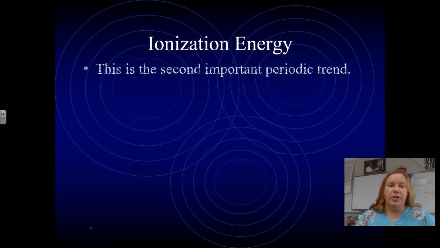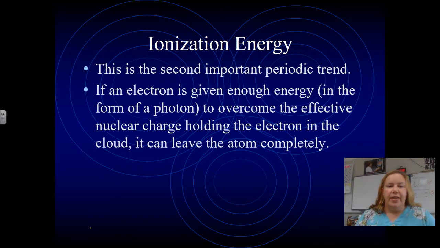Ionization energy: the first thing we need to realize is that if we give an electron enough energy, in the form of a photon, just like I said in class, remember, every single thing on Earth is either matter or energy. So a photon is a form of energy, it's very, very small, and it moves like a wave, which is why we talk about wave mechanics in some chemistries.